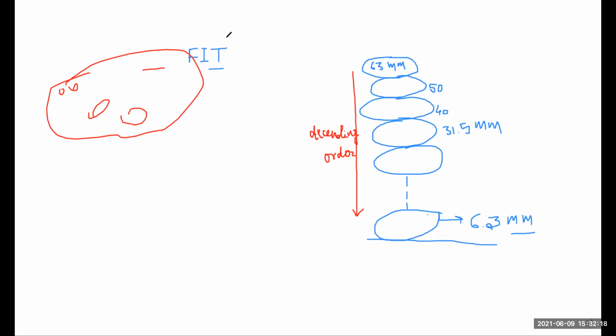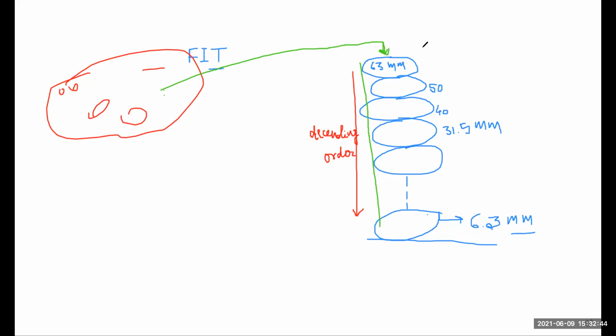You take aggregate from here. You take aggregate, and then put your aggregate. I think you take 2 kg, 2.5 kg, 3 kg, this much amount of aggregate, and put it on your top sieve. That means on the 63 mm sieve you put it.